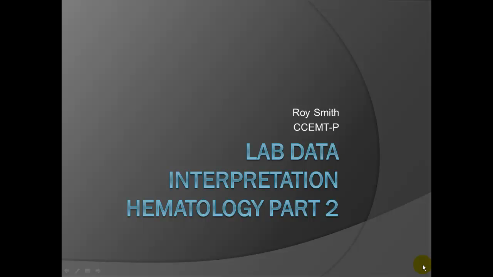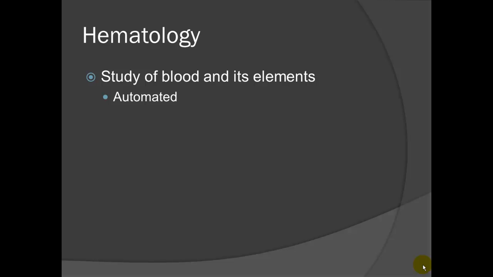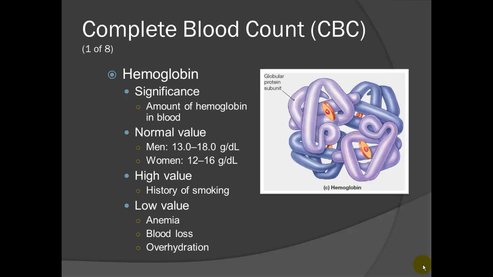This is going to be Lab Data Interpretation Hematology Part 2. Hematology is the study of blood and its elements, and for the most part it's automated. Manual cell differentials are done via a microbiologist. So a complete blood count is the first thing we're going to talk about.